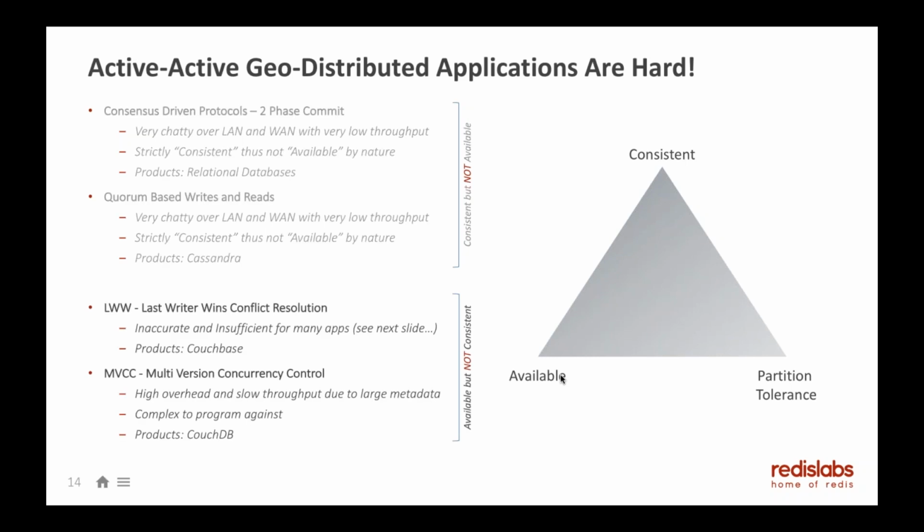Now, there's a separate set of techniques that try to achieve availability but compromise on consistency. One of these techniques is called last writer wins. It's very commonly used in a variety of different NoSQL products. Now, last writer wins uses wall clocks to try to decide what is the last write when a concurrent write happens, and decides on the final outcome using these clocks.